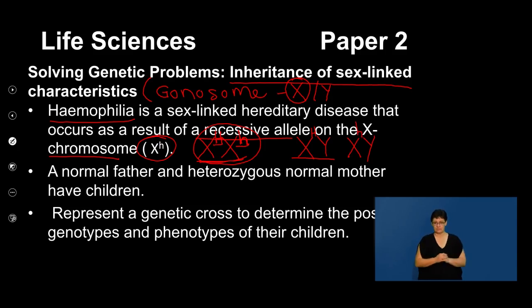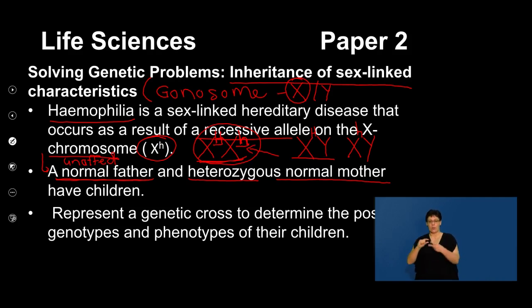So let's look at this question. A normal father, meaning unaffected, and in genetics we tend to refer to normal as individuals that are not affected by a specific genetic condition. So a normal father and a heterozygous normal mother, meaning that this female has the dominant allele as well as the recessive allele, have children. Represent the genetic cross between the two to show the possible genotypes and phenotypes of their children.